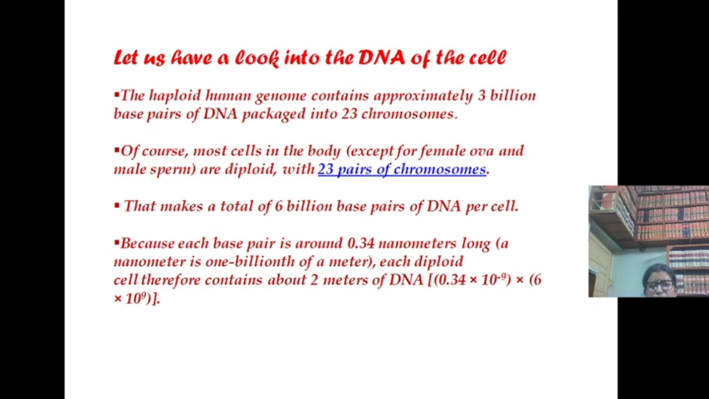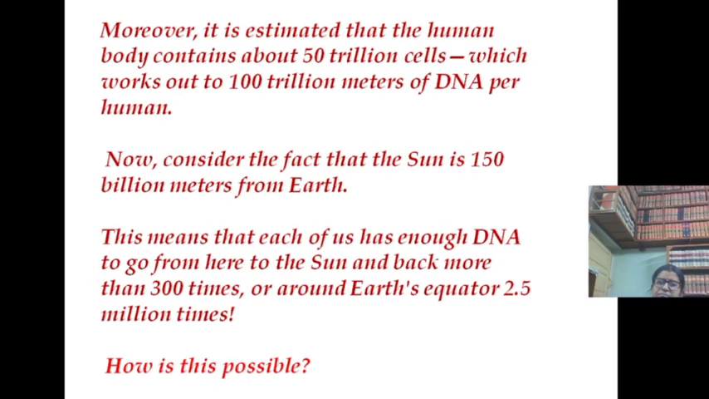So 0.34 times 10 to the minus 9, into 6 into 10 to the power of 9. So this is the amount of DNA you have in the cell. Now, moreover, it is estimated that the human body contains about 50 trillion cells, which works out to 100 trillion meters of DNA per human. Just imagine the amount. You have this amount of DNA in your body.